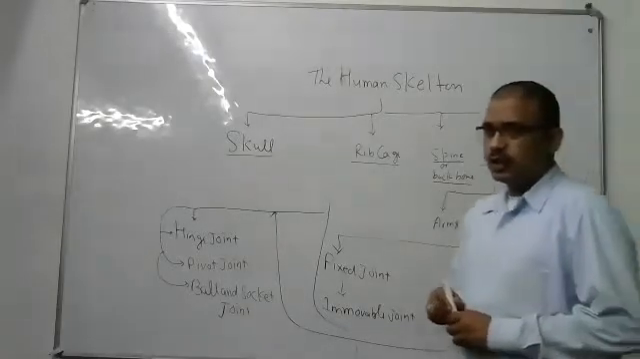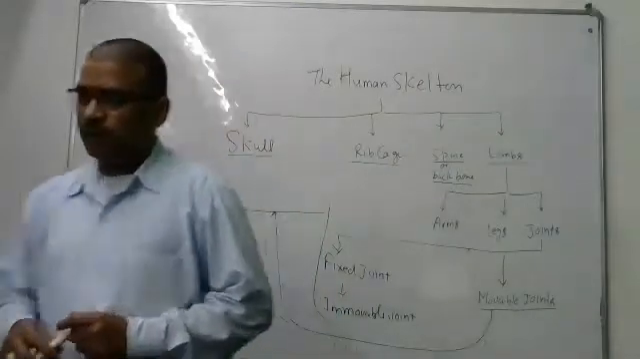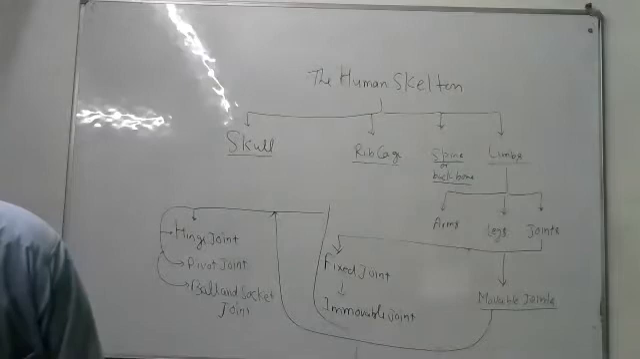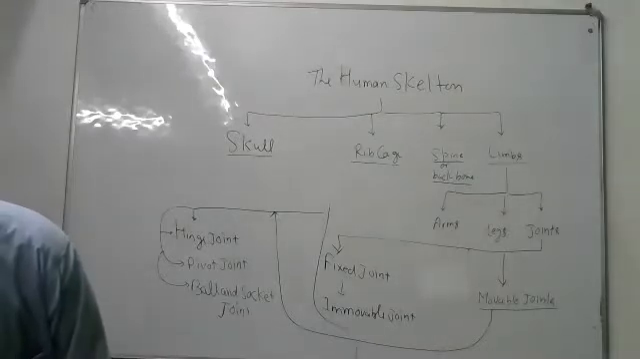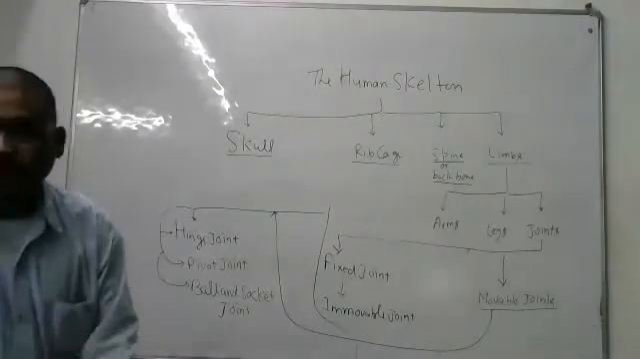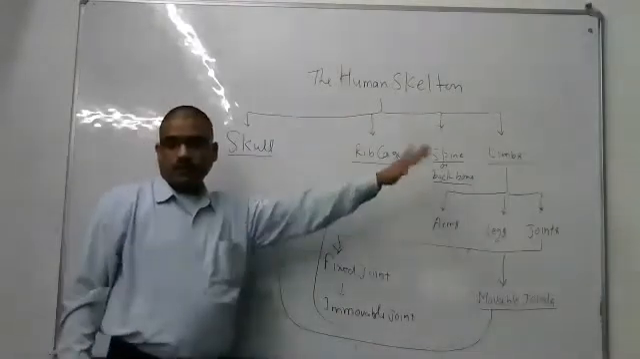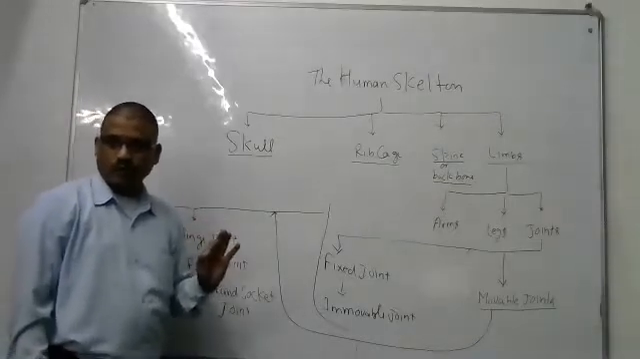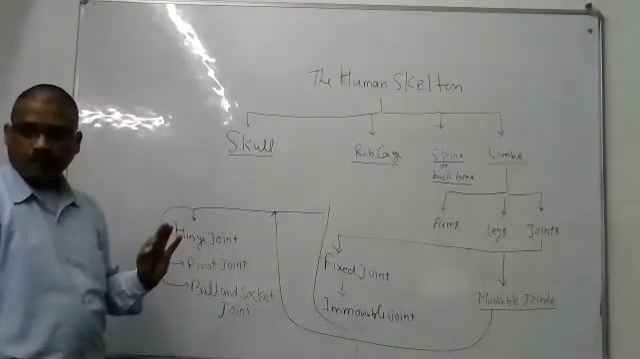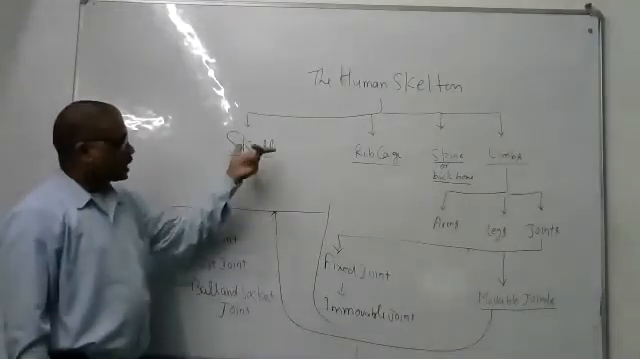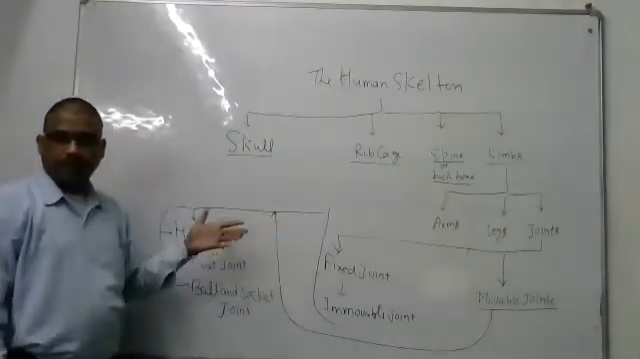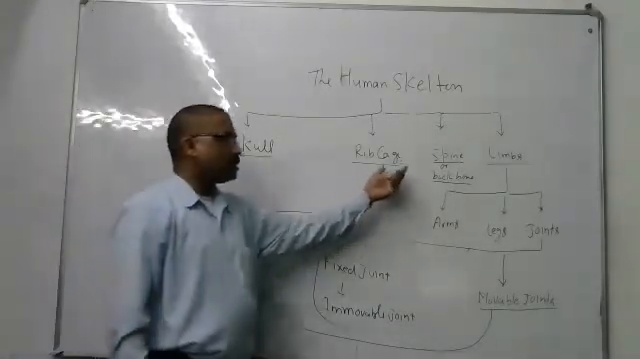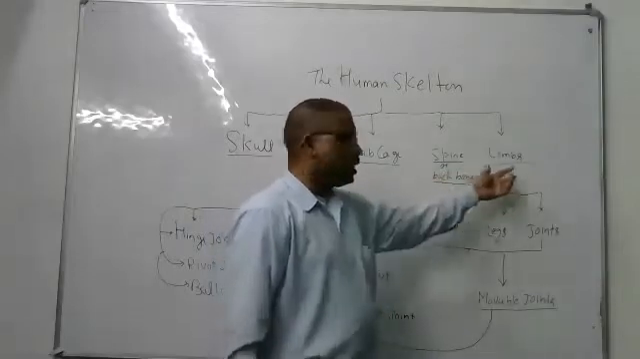Now I am going to discuss one by one all these things. Got it, all of you? These are the skeletal parts. We are talking about the skeleton. Skeleton provides motion to our body, and this skeleton is made up of the skull, rib cage, spine, that is backbone, and limbs.